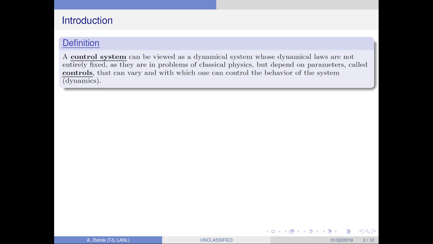First, a control system can be viewed as any dynamical system whose dynamical laws are not entirely fixed, as they are in problems of classical physics, but depend on parameters called controls, which can vary and with which one can control the behavior of the system dynamics.